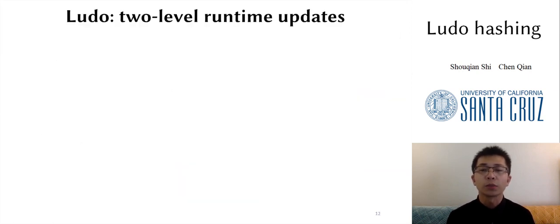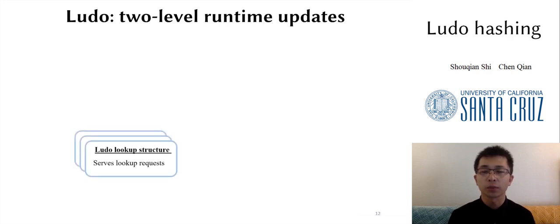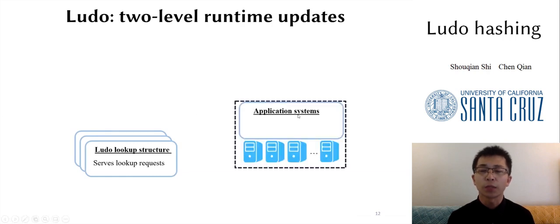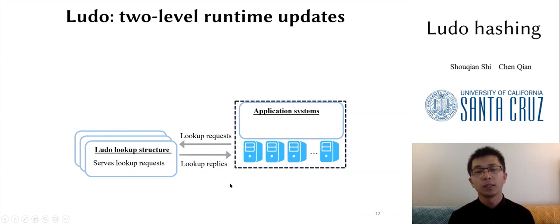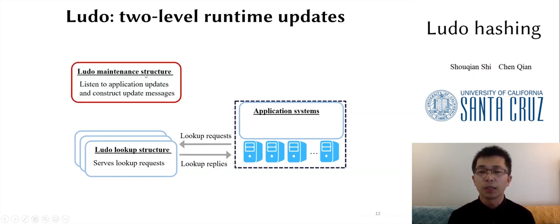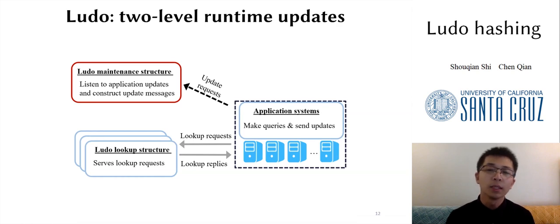Ludo leverages a 2-level architecture to support runtime updates. The lower level consists of several identical copies of the Ludo lookup structures, which do not store the full keys and are compact in memory. They serve the lookup requests in parallel. Some external application systems will make queries to the lookup structures and get replies from the lookup structures. The Ludo maintenance structure maintains the full state for the lookup structures, receives the key value update requests from the application system, and constructs update messages for the lookup structures.